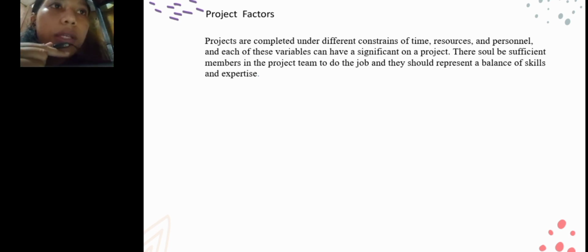There should be sufficient members in the project team to do the job, and they should represent a balance of skill and expertise.